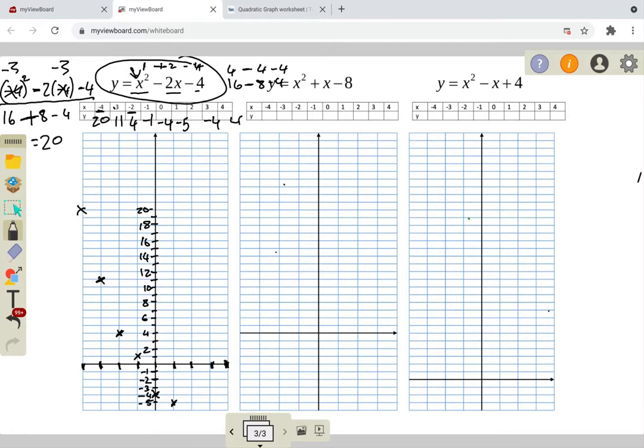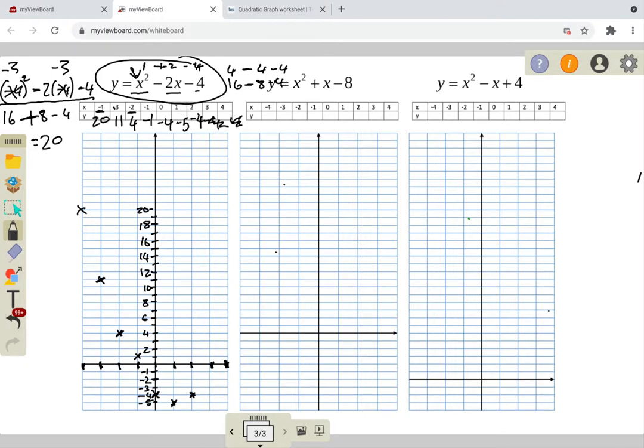2. Oh, I missed 2 out. So 2 squared is 4. 4. Take away 4. 0. That should be negative 4. Yep. Negative 4 for this one. That means that was incorrect. So 2, negative 4.